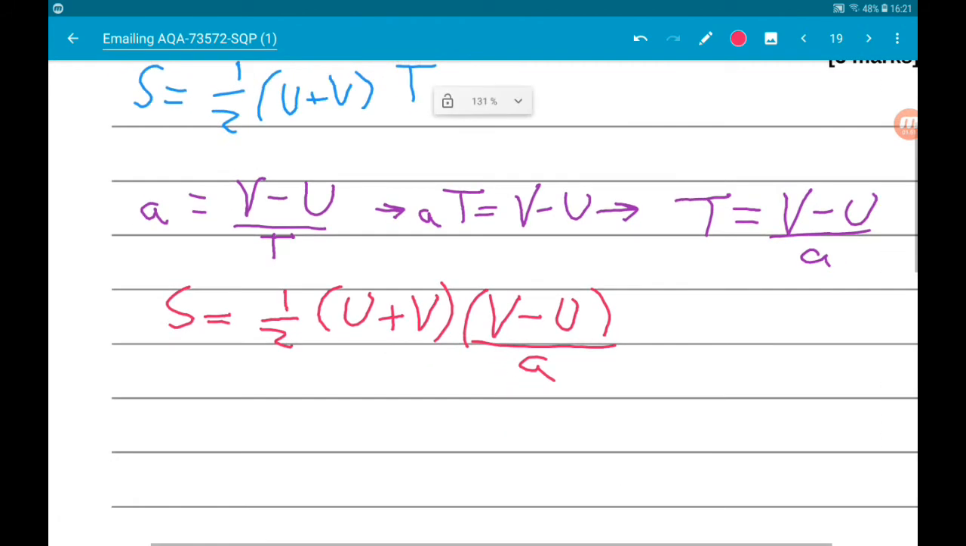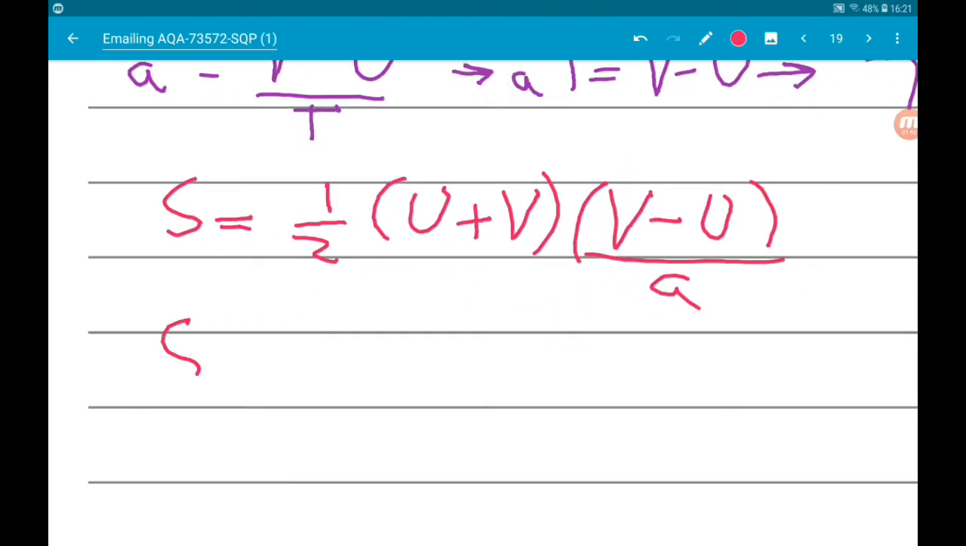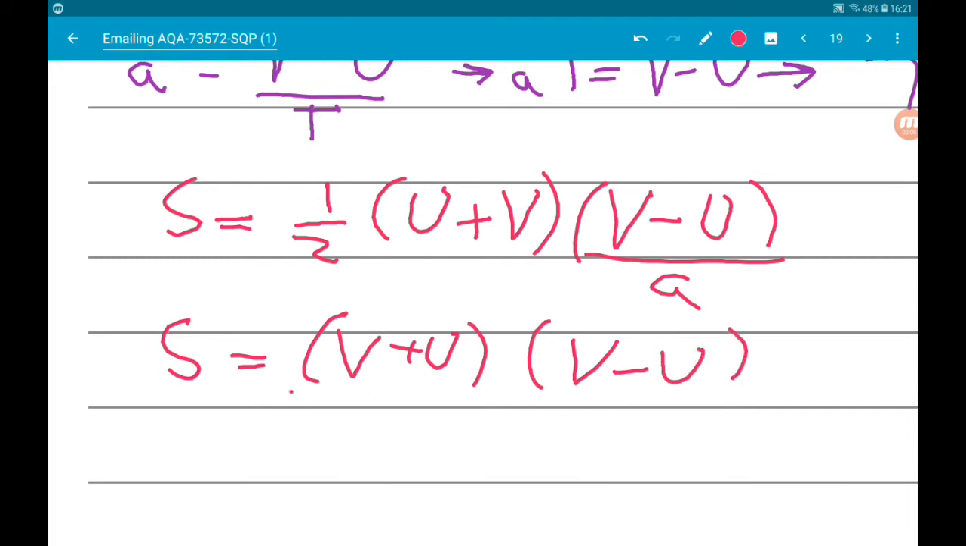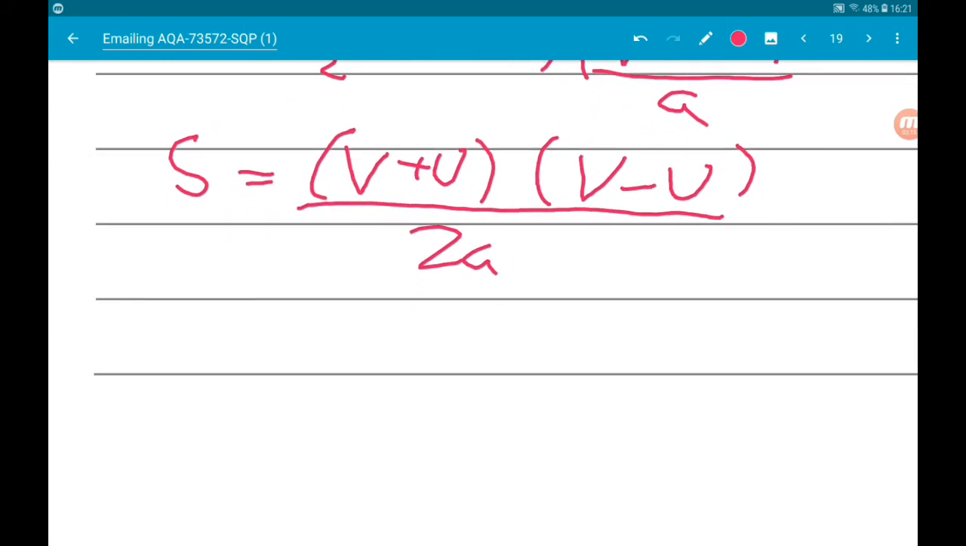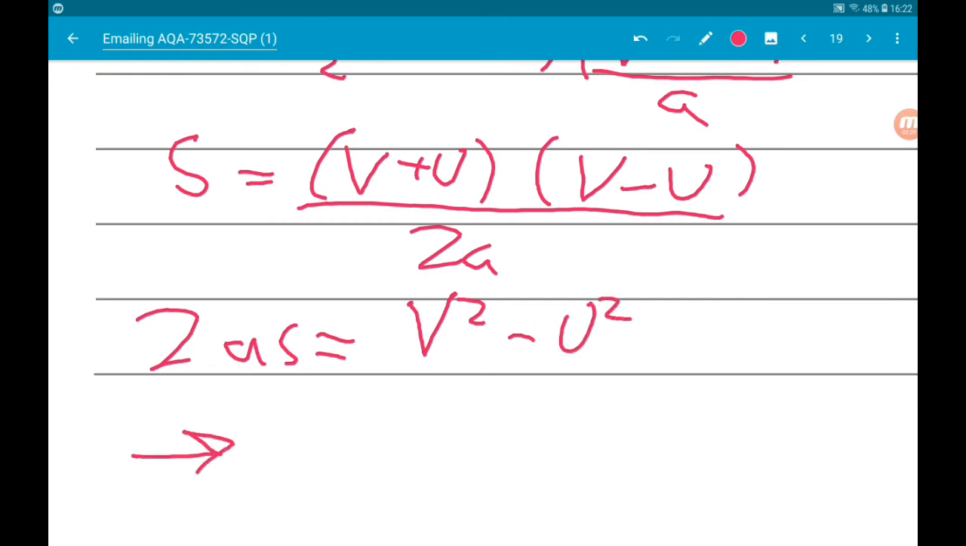So this on the right is now s equals, I'm going to write the first bracket as v plus u, we've got that times v minus u all over 2a. Now if we multiply through by 2a, we get 2as, and if we expand the brackets, it's a difference of two squares. We get v squared minus u squared. Add the u squared, and we finally get v squared is u squared add 2as. Job done.